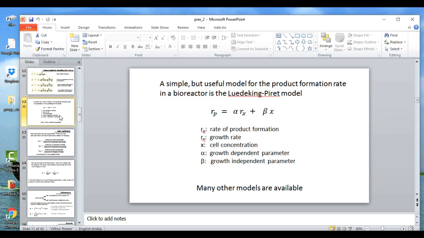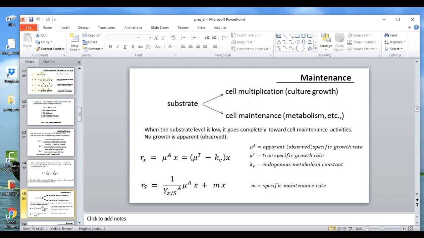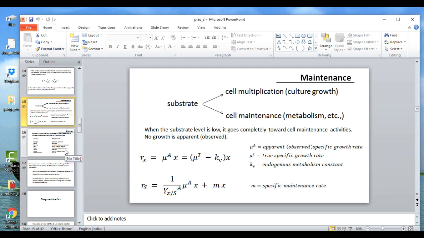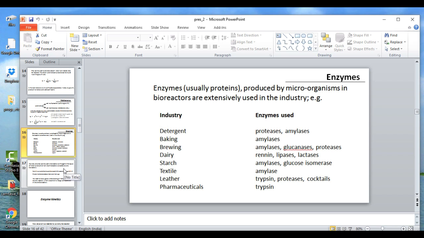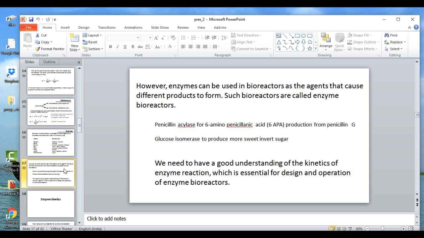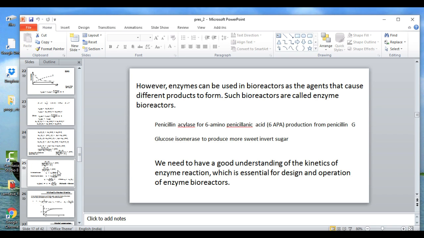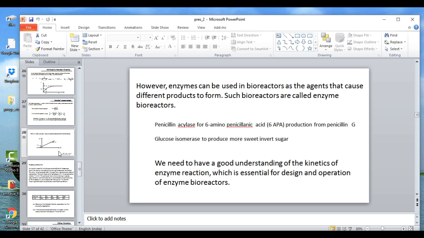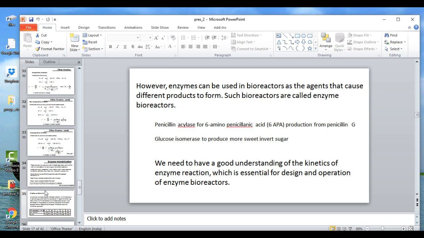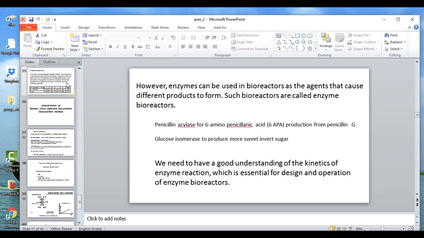And then for the product formation, we have the Luedeking-Piret model, Rp equals alpha Rx plus beta x, the growth dependent parameter, the growth independent parameter, and so on. Then we talked about a few concepts such as yield coefficients and maintenance. Then we looked at enzymes, some enzymes that are used in the industry, enzymes that can be used for bioconversions in a bioreactor. And we said that we need to know the kinetics of the enzymes. We looked at Michaelis-Menten kinetics in detail. We went through the derivation. Then we also looked at inhibition kinetics, the competitive, non-competitive, and the uncompetitive inhibition kinetics. We worked out a couple of problems based on those.